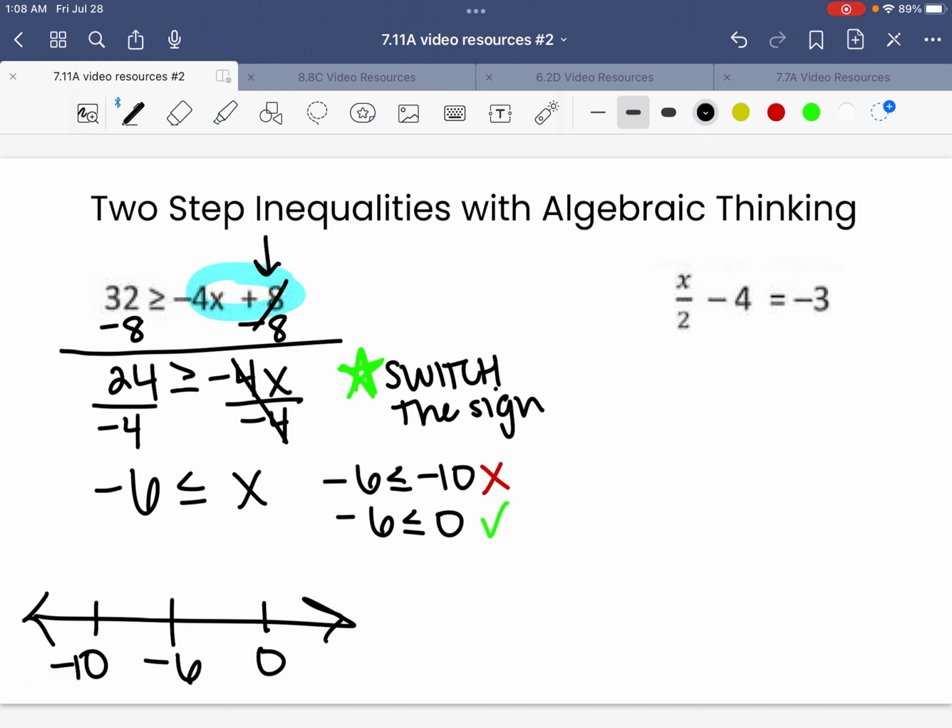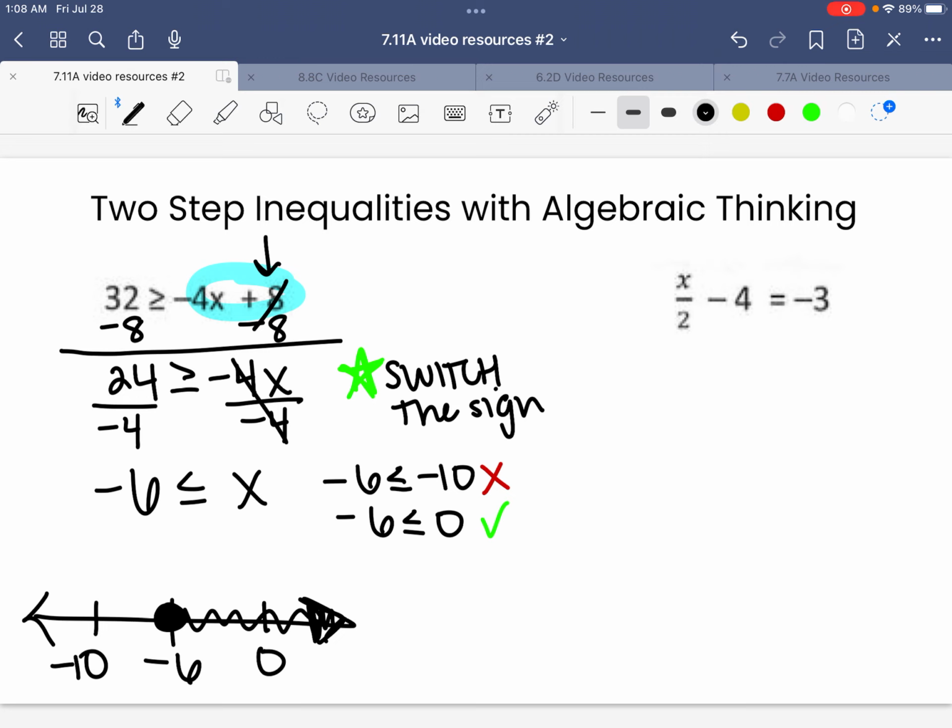So now it's time to graph. Because my symbol in the inequality is less than or equal to, my dot on negative 6 will be closed. And I'm going to shade in the direction of the solutions. So I'm not going to shade towards negative 10, I'm going to shade towards 0. So this number line represents all of the possible solutions to negative 6 is less than or equal to x.